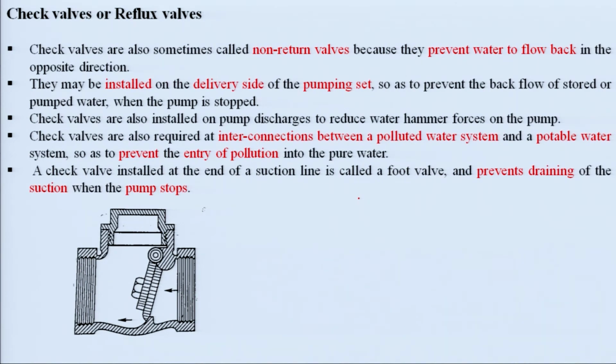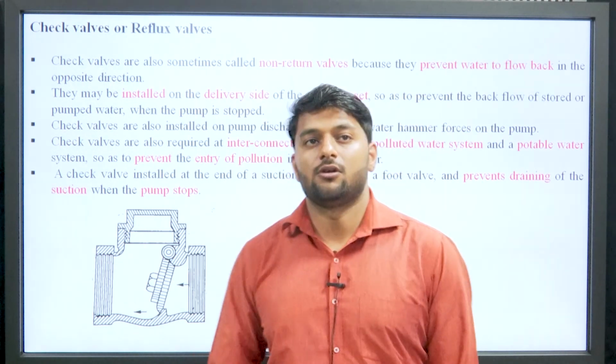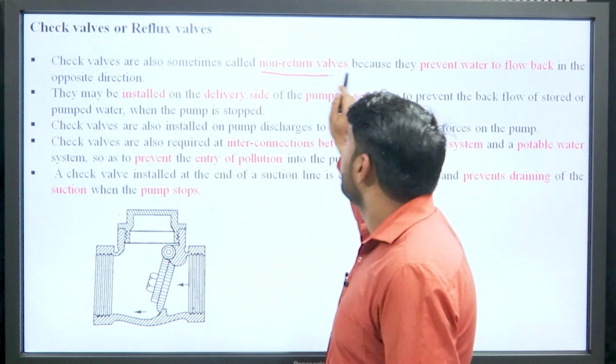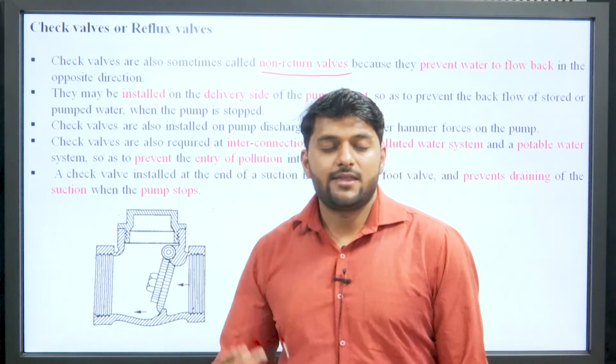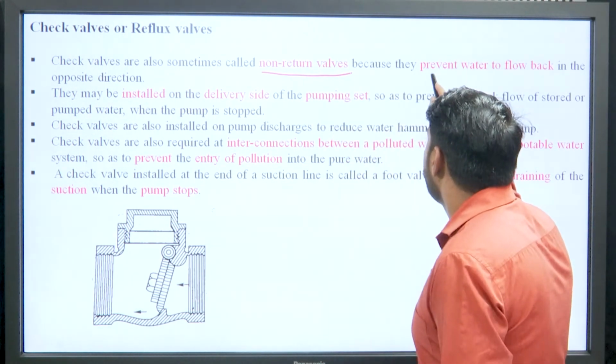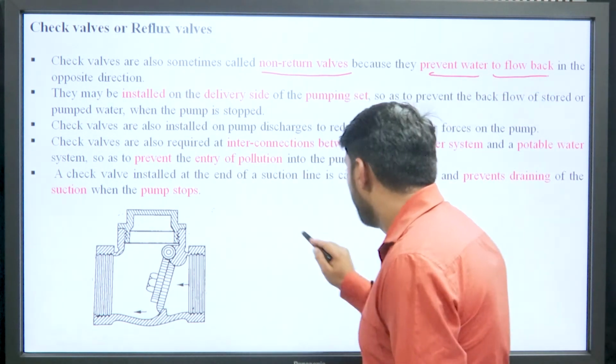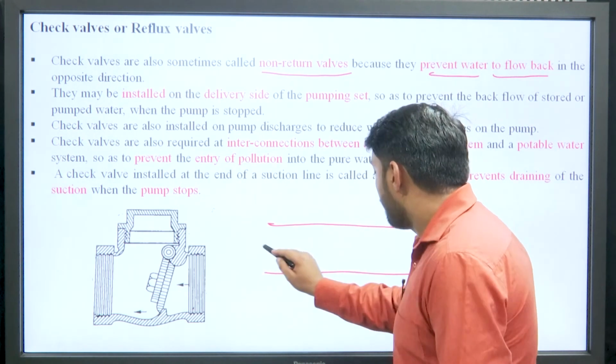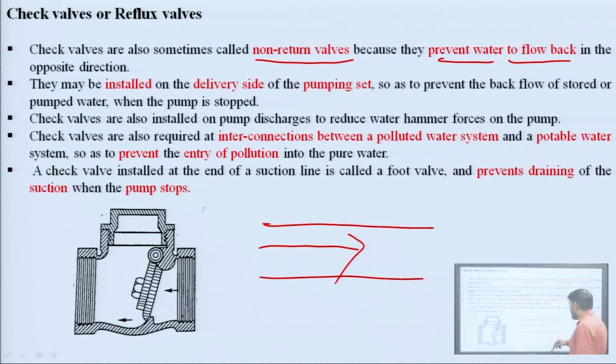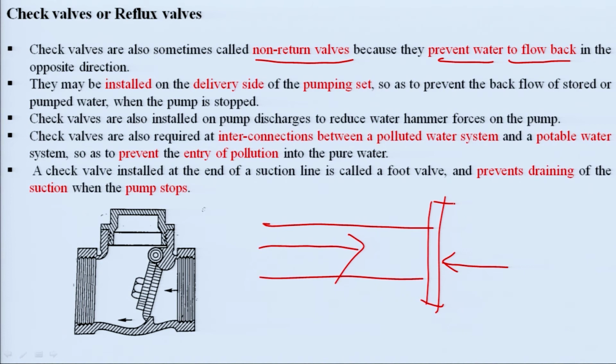Next one is the check valve or reflux valve. What is a check valve or reflux valve? Basically, these are non-return valves, and they are used at points where we have to prevent the flow of water in the backward or opposite direction. It means that if the flow of water is in one direction, we do not want the water to move the other way when our supply is closed. So, what do we need? We need the provision of a reflux valve, and this reflux valve closes automatically.